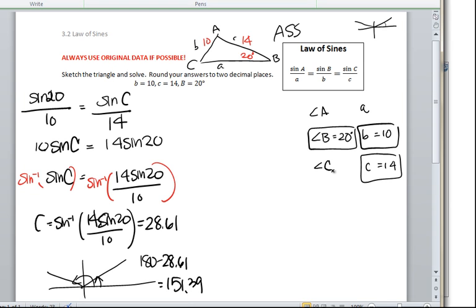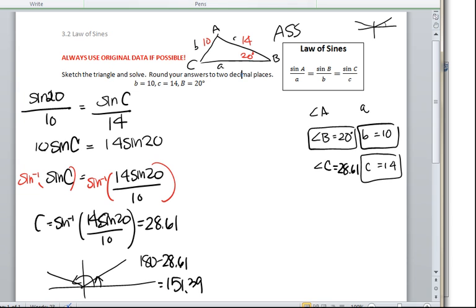Now, if this right here is 28.61, which it is, we know that 28.61 plus 20 is less than 50. So it's possible to find an angle A such that we have a valid triangle, because the sum of B and C is less than 180. Now let's take a look at this 151. Notice that we're given this angle 20. So 20 plus 151.39 is 171, which is definitely less than 180, which means that we have a second triangle that's possible.